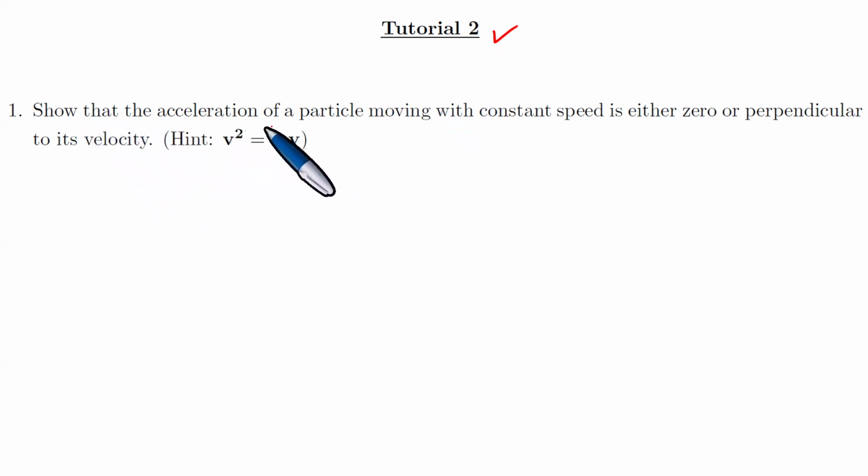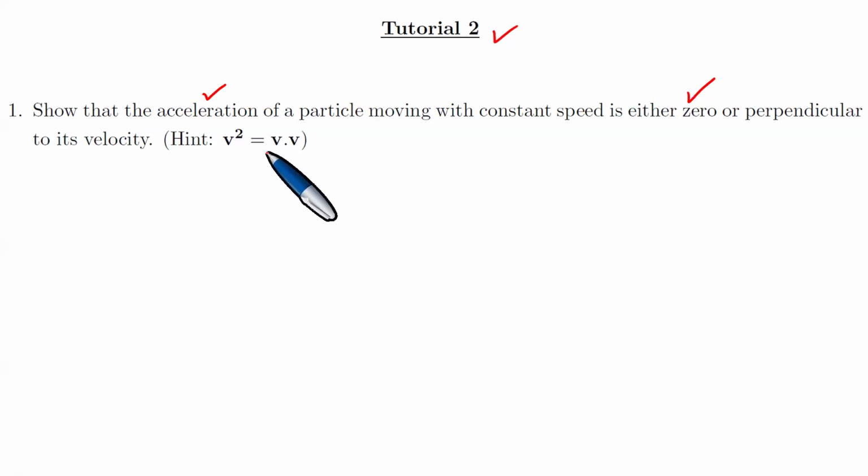Show that the acceleration of a particle moving with constant speed is either zero, or, if it is not zero, it is perpendicular to its velocity. Hint: we shall use the fact that the velocity squared is the dot product of the velocity with itself. And that stated, we're able to mention the following fact.